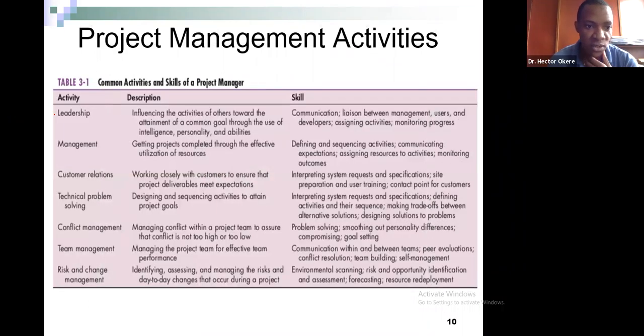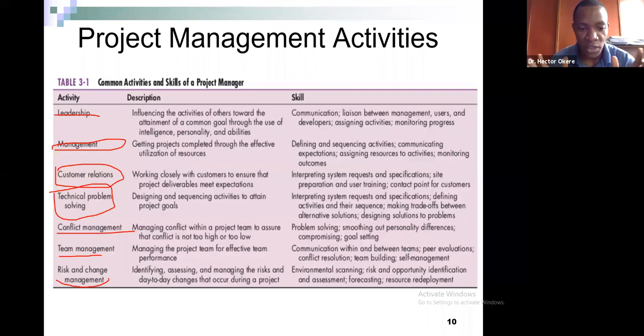So I have explained this. You need to have leadership skill. You need to have management skill. You need to have good customer relations, technical problem solving skill, conflict management. You need to have that. Team management, you also need to have that. So you need to train yourself, okay? Risk and change management. If there are problems, maybe you plan for something and something else happened, you need to know how to manage the risk or the problem or the challenge, and fix it and make sure it does not affect your project, okay?